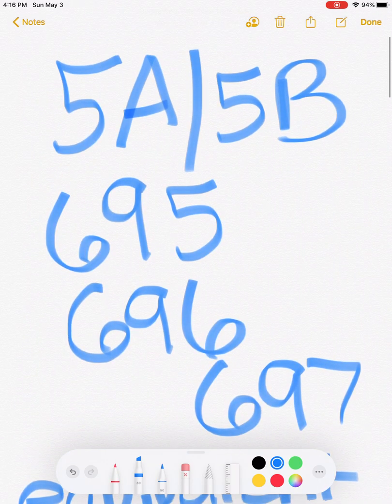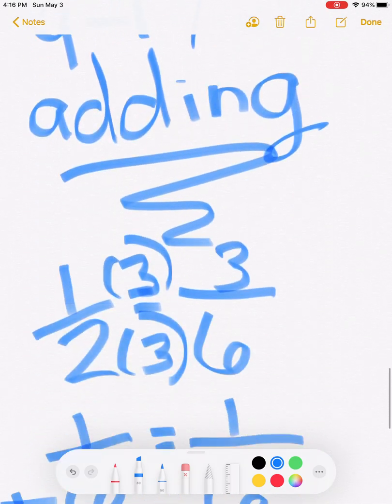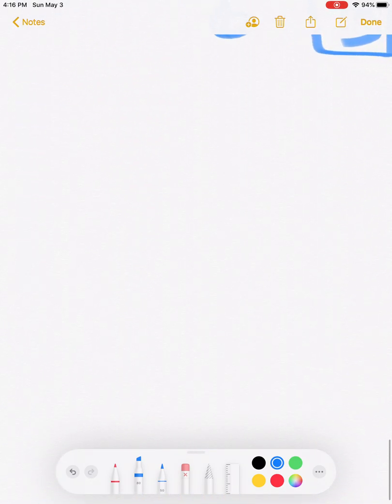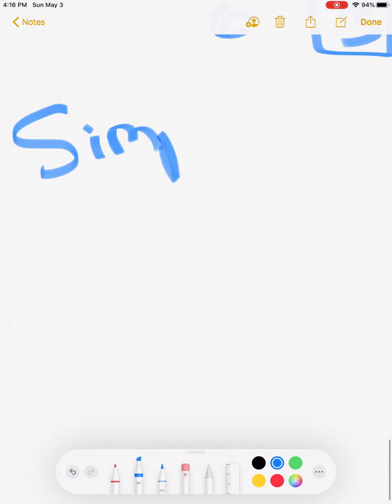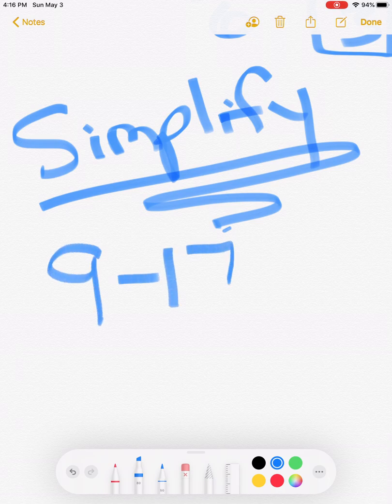I can't emphasize enough that you should be simplifying. Please simplify your fractions. Please do that. They're asking you to do that on 9 through 17 after you add.